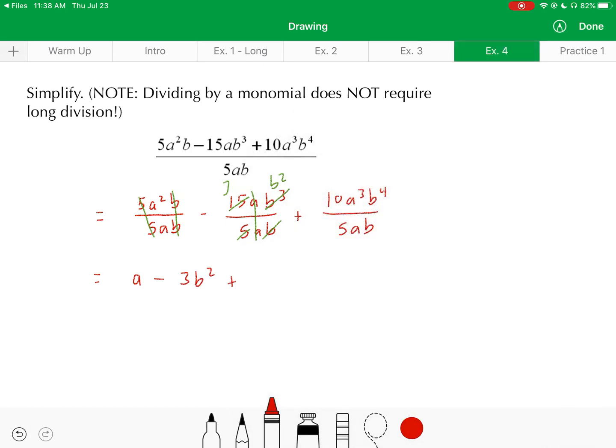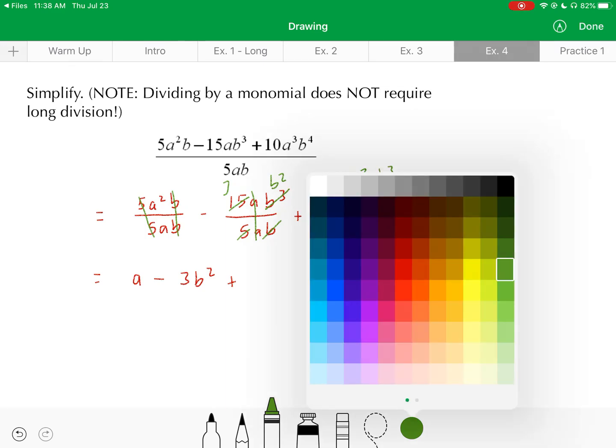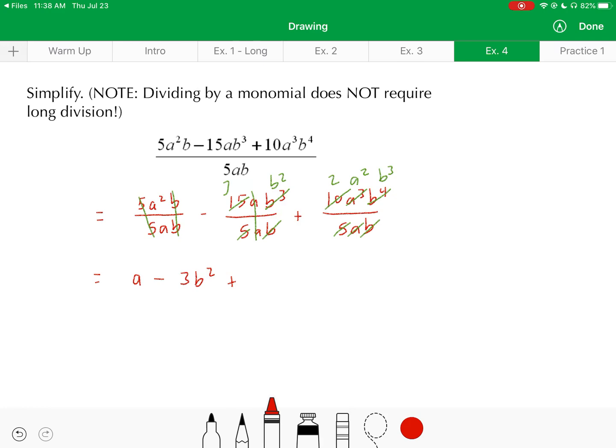Then plus, let's see, 10 will reduce to a 2 if the 5 reduces away. a cubed will become a squared if the a reduces away. And this will become b to the third if b reduces away. So I end up with 2a squared b cubed. And this is my resulting quotient.